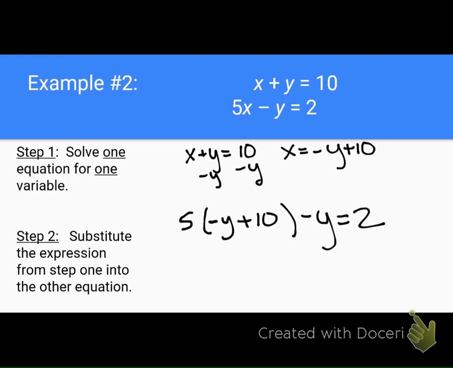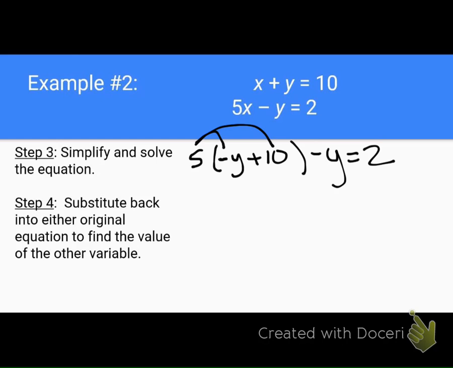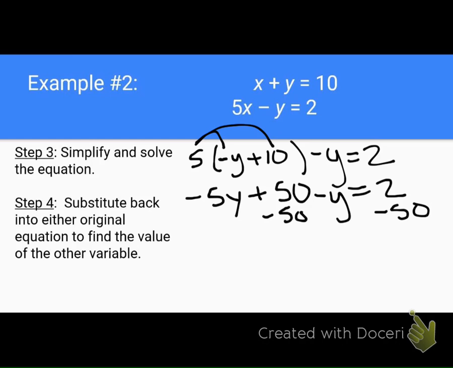Okay, then I'm going to go on to the next slide for step 3, which is to simplify and solve the equation. Okay, and here's my equation from the last slide. So to simplify, I'm going to distribute the 5. So this becomes negative 5y plus 50. Then I have minus y equals 2. I'll subtract 50 and then combine my negative 5y and negative y to get negative 6y equals negative 48.